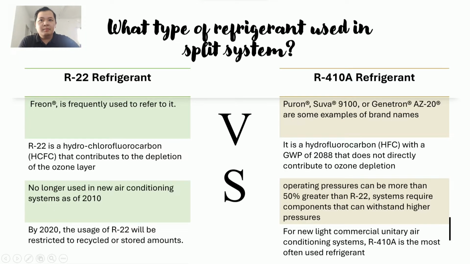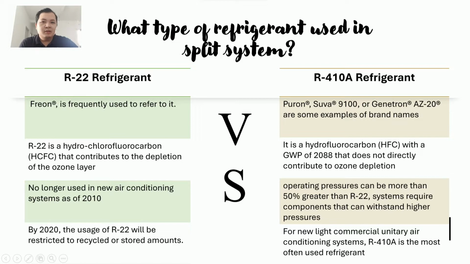And next, what type of refrigerant is used in the split system? There are two types of refrigerant that are normally used in the split system. The first one is R22 refrigerant. Freon is frequently used to refer to it.